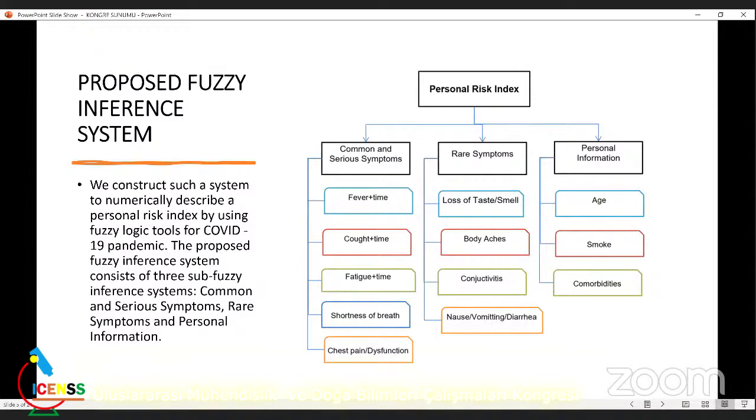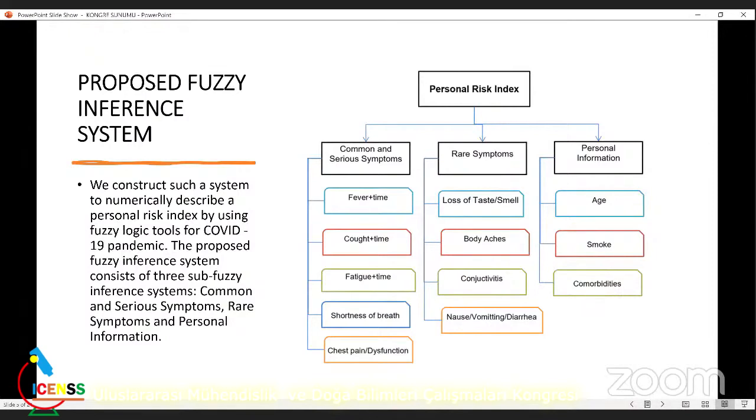For all those reasons, we construct such a system to numerically describe a personal risk index by using fuzzy logic tools for the COVID-19 pandemic. The proposed fuzzy inference system consists of 3 sub-fuzzy inference systems: common and serious symptoms, rare symptoms, and personal information. The first system provides an inference on common and serious symptoms. The second system gives an output on rare symptoms, and finally the third fuzzy inference system is built in which personal information is collected. The inputs in the first and the second fuzzy inference systems were created by evaluating the symptoms announced by the World Health Organization.